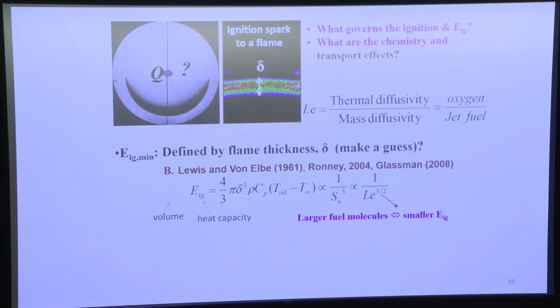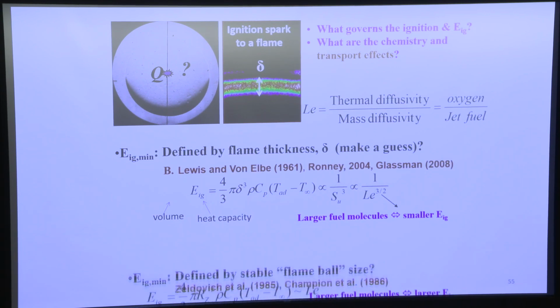Then you put in the flame speed, inversely to the flame speed cubed, and inversely to the Lewis number. This formulation is very questionable, because everybody knows that when you go to jet fuel with heavy large molecules, the Lewis number is large. If you say the Lewis number is large and minimum ignition energy is lower, that's contradictory to the experiment. Everybody knows that when the molecular size increases, the Lewis number increases and ignition becomes difficult. And certainly this is wrong.